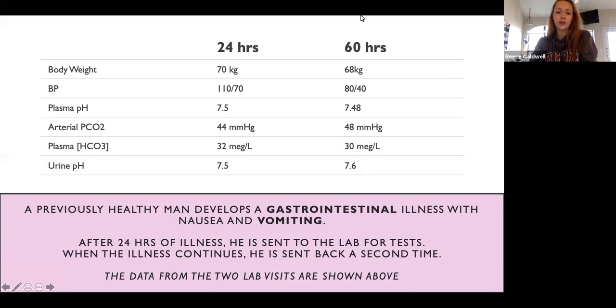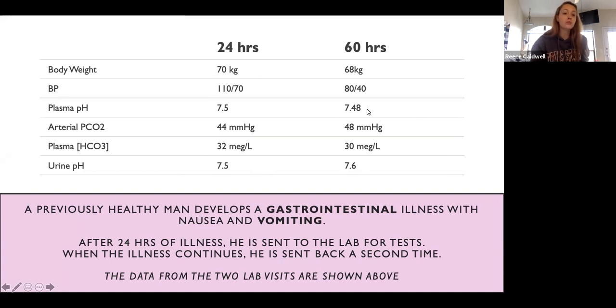All right, so now we're going to get into our case study. So now we have this man who develops a gastrointestinal illness, and he is dealing with nausea and vomiting. So anytime you see vomiting on one of these problems, that's going to tell us that we are what? Losing hydrogen ions. So vomiting means losing hydrogen ions. We're going to become more basic. After 24 hours of illness, he is sent back to the labs for tests. So here's our 24-hour lab test analysis. And then when the illness continues, he's sent back for a second collection, so at 60 hours.